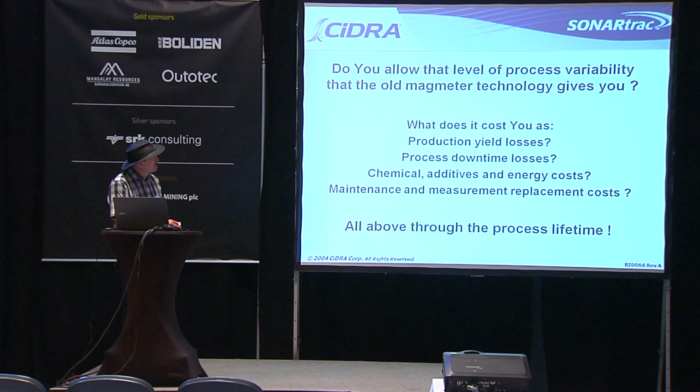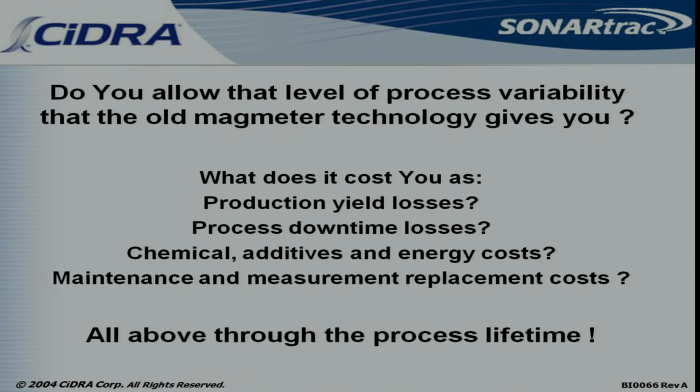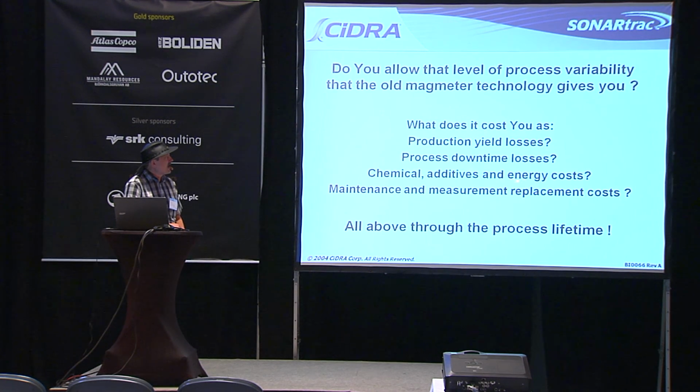So, do you allow that kind of process variability that old magnetic flow meter technology is giving you all the time when you are running the process? How much does that cost as production yield losses, downtime losses, chemical additives and energy cost, maintenance, and measurement replacement cost?